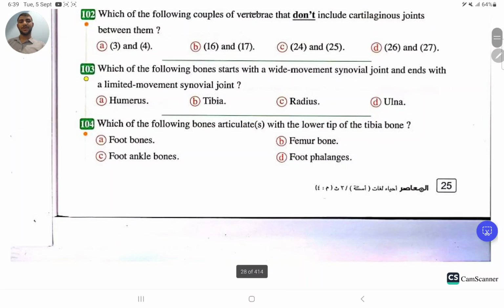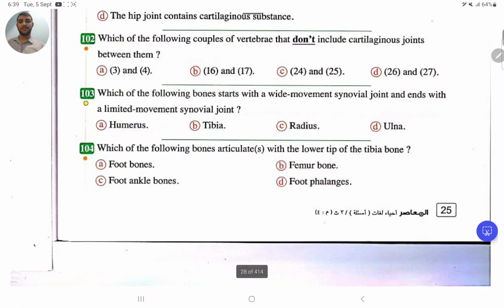Which of the following couples of vertebrae don't include a cartilaginous joint between them? We will go through the vertebrae and see whether there are cartilaginous joints. 3 and 7: these are in the cervical region, right? Is there a cartilaginous joint between them? I want those that don't. 16 and 17: in which region? These are in the thoracic region. Is there a cartilaginous joint between them? Yes. What about 24 and 25, in this region what is the type of bone here? Think together. What do you expect?